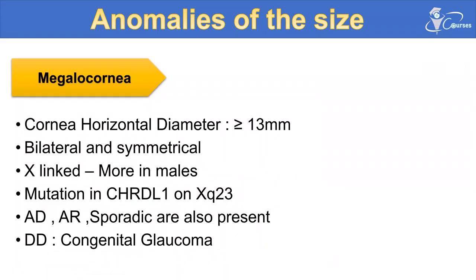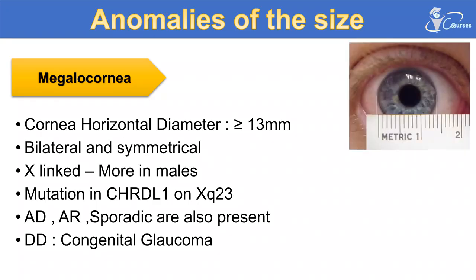First of all, the megalocornea, or a large cornea. So when do we judge a cornea as a large cornea? This is when the horizontal corneal diameter is equal to or more than 13 millimeters. So you can see this cornea is 14 millimeters. In this case, it is called a large cornea or a megalocornea. This disease is bilateral and symmetrical, and it is an X-linked disorder.